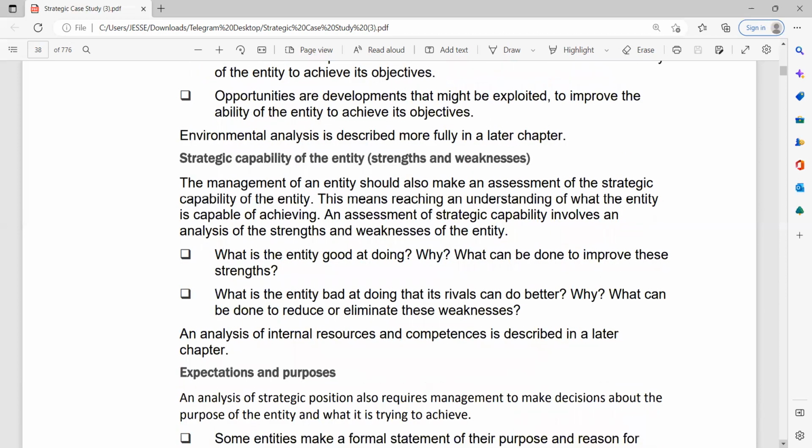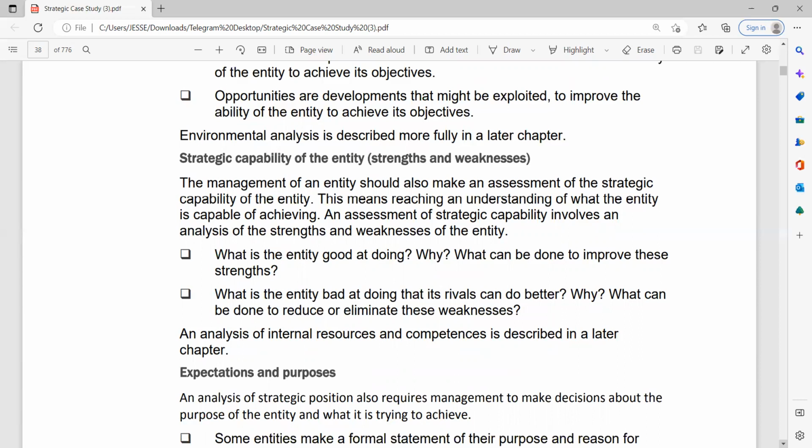Then the second point is the strategic capability of the entity, right? First point, we talked about the environment. The environment relates to opportunities and threats. However, strategic capability focuses on the internal environment, and it relates to strengths and weaknesses. Remember SWOT: strengths, weaknesses, opportunities, threats, right? The strategic capability focuses on the internal environment, what the organization itself can do, right?